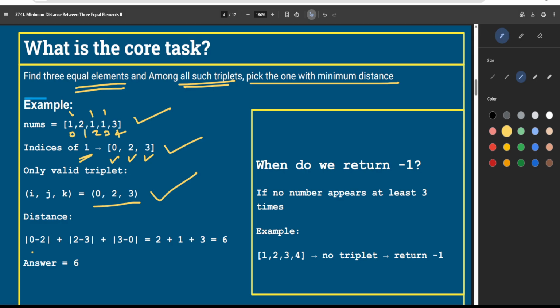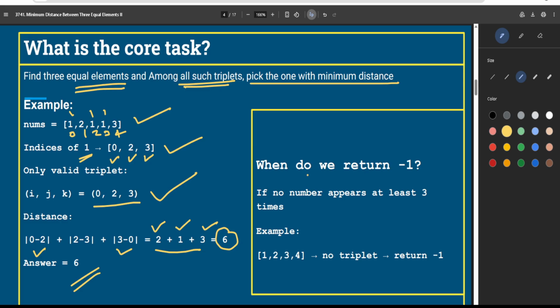We'll say 0 minus 2, 2 minus 3, 3 minus 0. Means i minus j, j minus k and k minus i. If you do that, you will see that we will get some value, because this is the absolute value. So a negative value becomes positive here, and 2 minus 3 gives you minus 1, so it's also positive. Now 3 minus 0 is 3. If you do the sum, you will get 6, which is our answer.